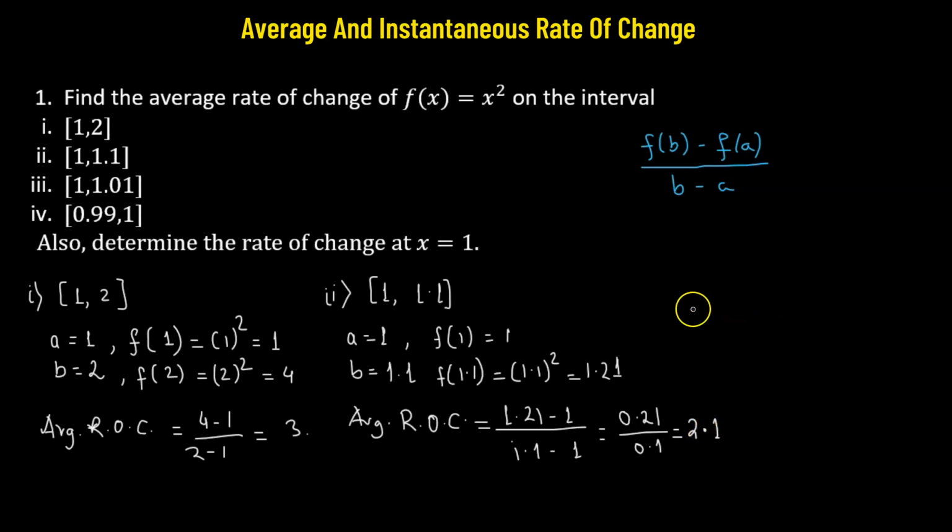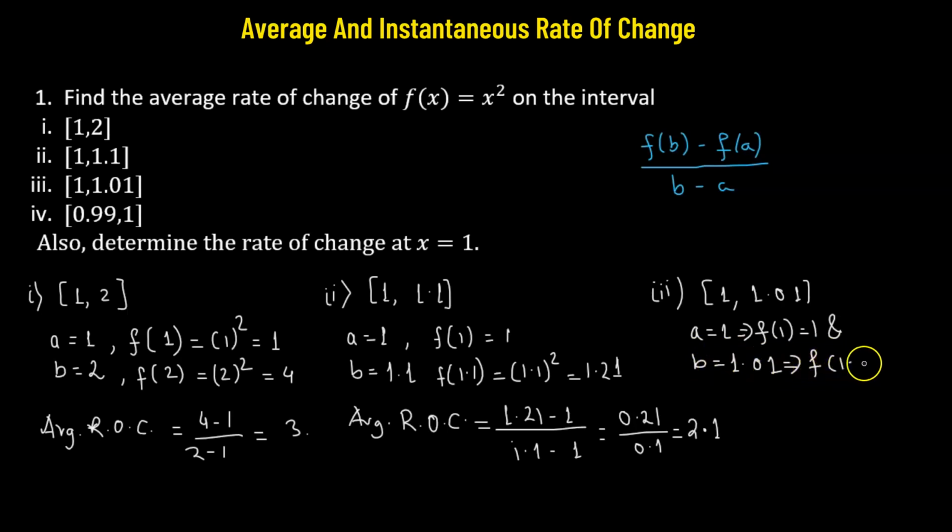So this is simply 2.1. Then coming to the third interval, here we have 1 to 1.01. So the a value is equal to 1, such that f of 1 is equal to 1, and the b value is 1.01, such that f of 1.01 is equal to 1.0201.